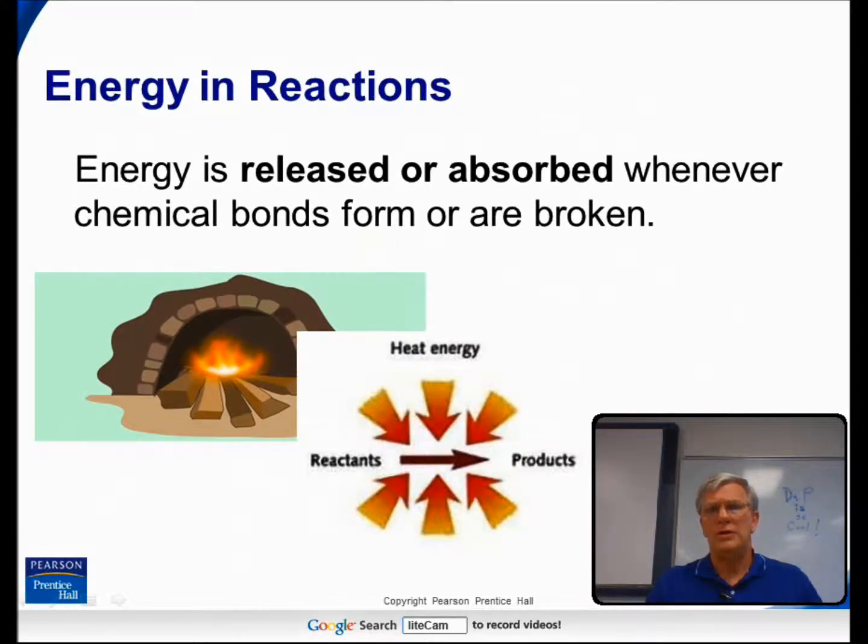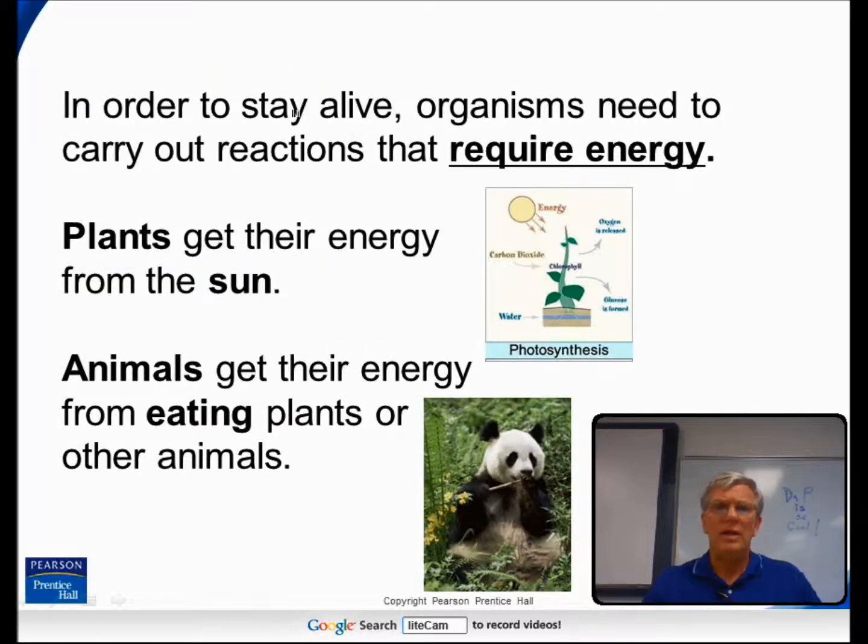Every chemical reaction will involve an energy transformation. Energy will either be released as a product or absorbed as a reactant in order to make the reaction take place. Many of the chemical reactions that occur within living things require energy. Plants get that energy from the sun, and humans and animals get their energy from eating plants or eating animals that ate the plants.